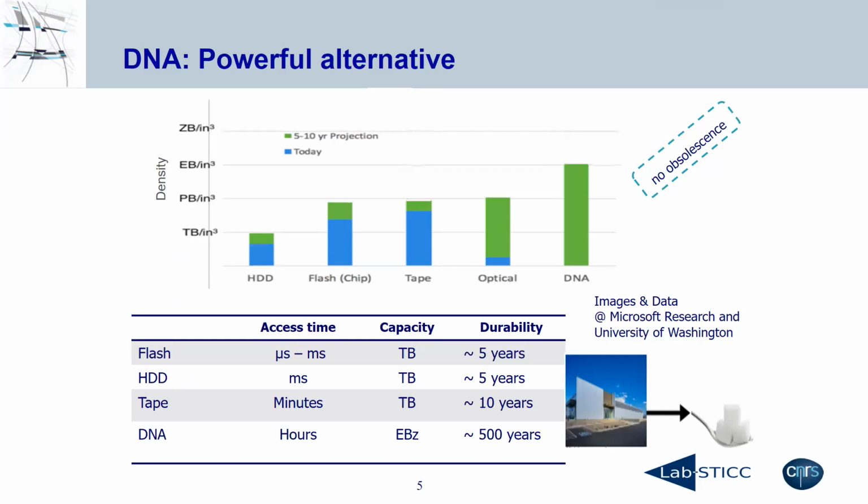In this optic, DNA can be a powerful alternative, especially from an archival perspective, thanks to its density, which is 1 million times better than hard disk drives and 1,000 times better than SSD or tape systems. And furthermore, it has a bigger durability compared to other storage systems, and it will never be obsolete as long as human beings will exist.